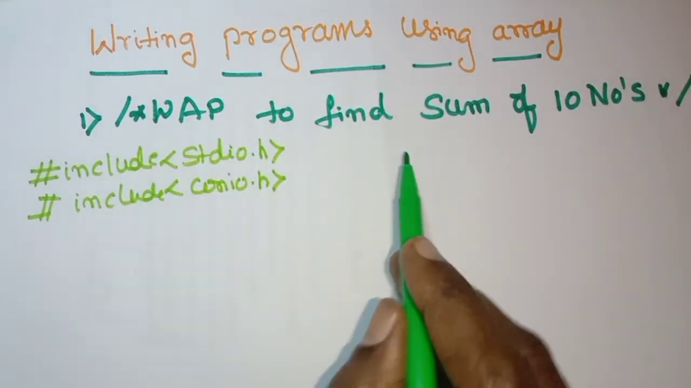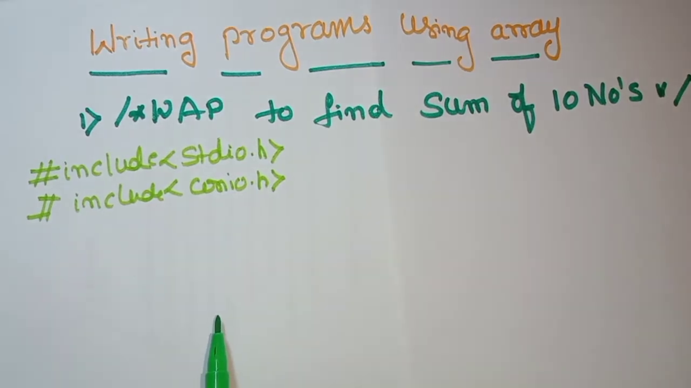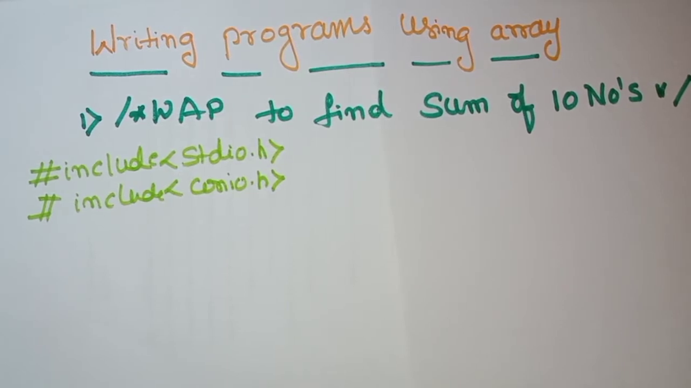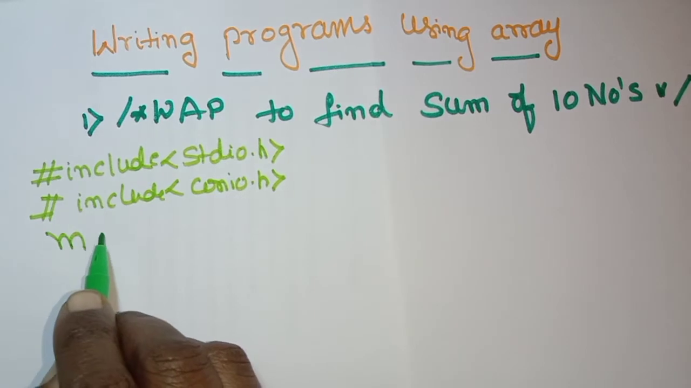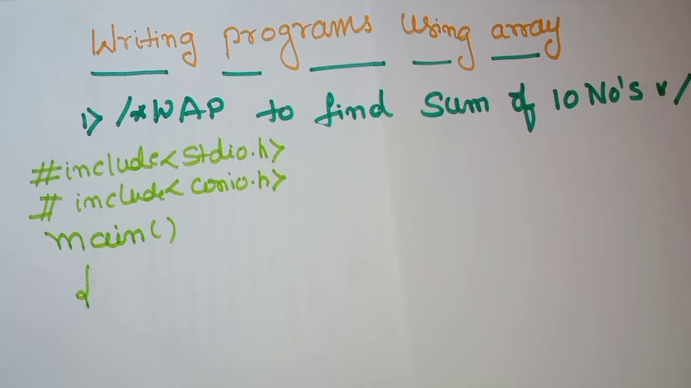What is the meaning here? The 10 numbers are there. You have to find out the sum of the 10 numbers. Another point in arrays is that usually the declaration part and the reading part is the same for almost all programs. Only the next step you have to change, depending on the aim of the program. Next we have to start the program with the keyword called main and the opening brace.